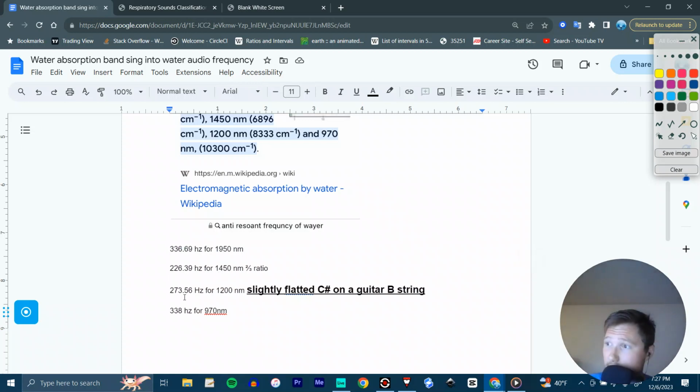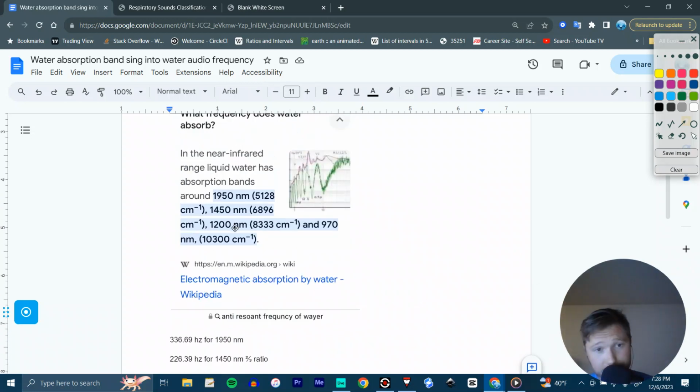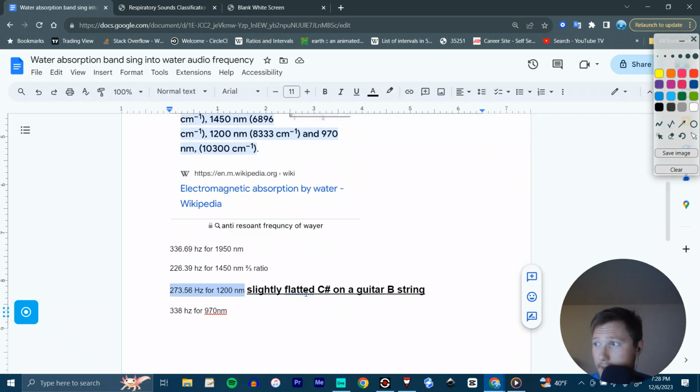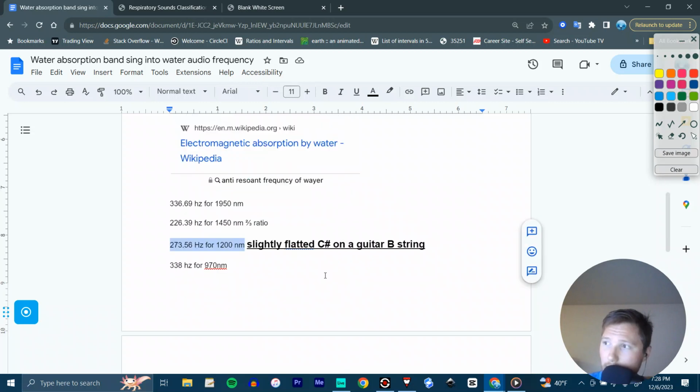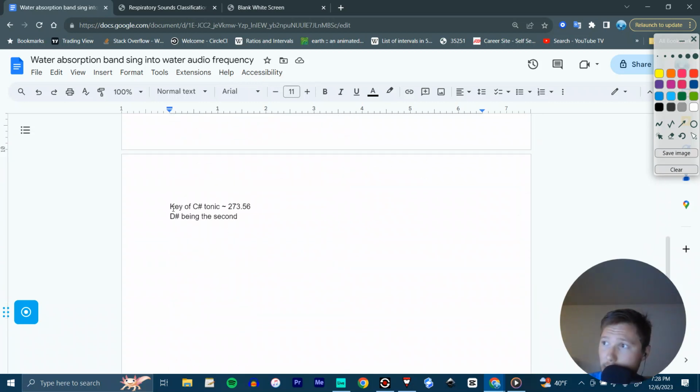So what I found is that roughly the tonic of water, the musical key in the audible range for water to absorb near infrared light, is a slightly flattened C sharp on a guitar B string. So the tonic is C sharp, so the key is C sharp, D sharp being the second, in C major.